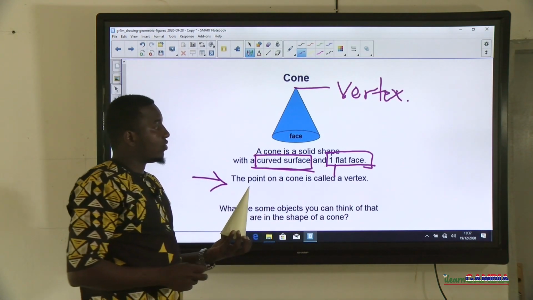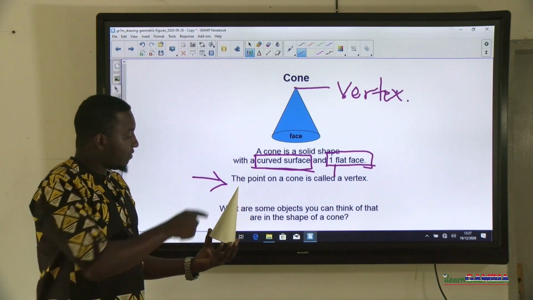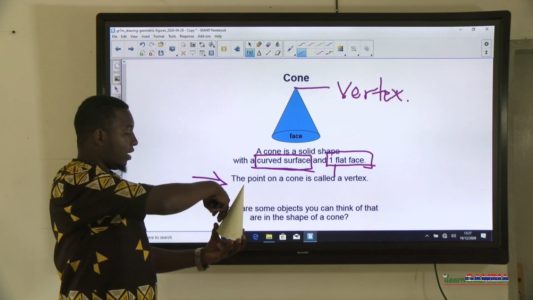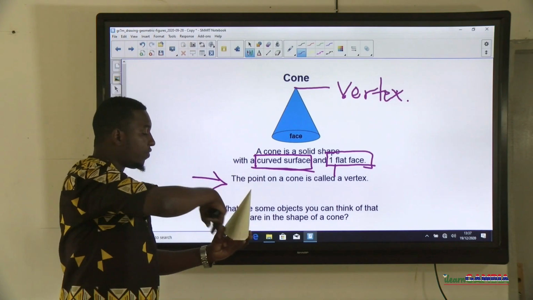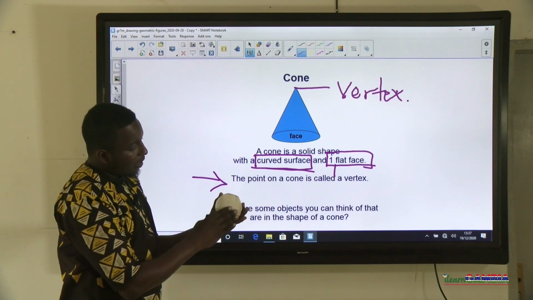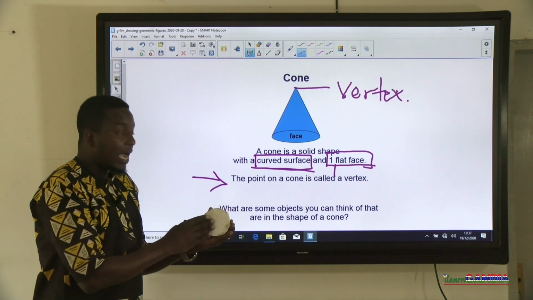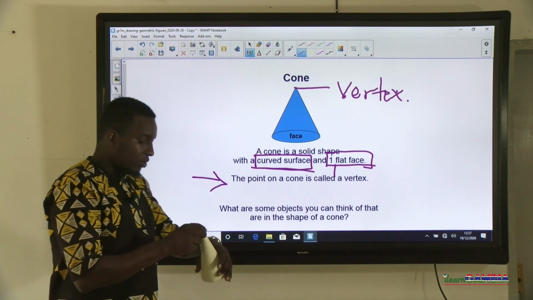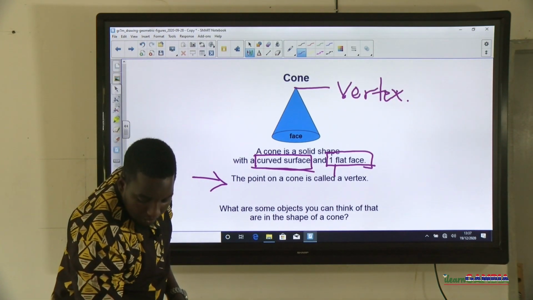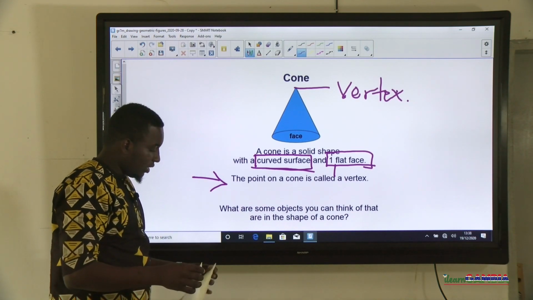Because it has only one, we cannot say vertices. It's just a vertex. So cones have a vertex. It also has a curved surface area, and it has a flat surface. That is a flat face at the bottom. So whenever you see cones, we should be able to tell whether this particular object is a cone or not.